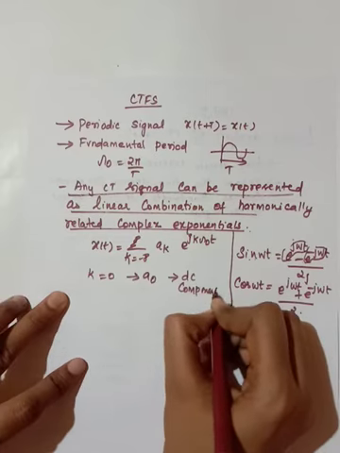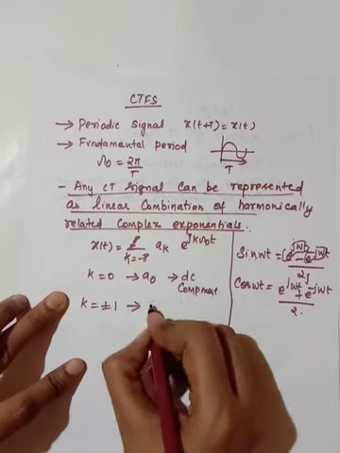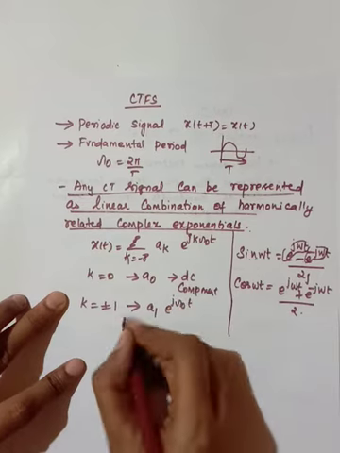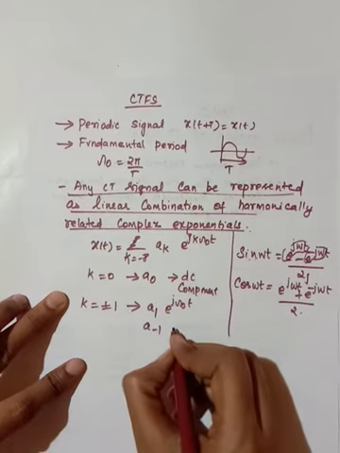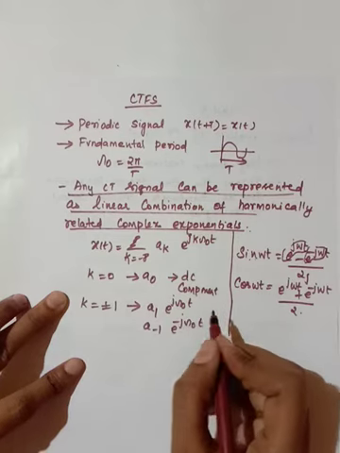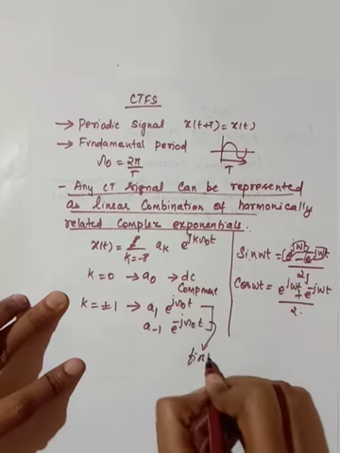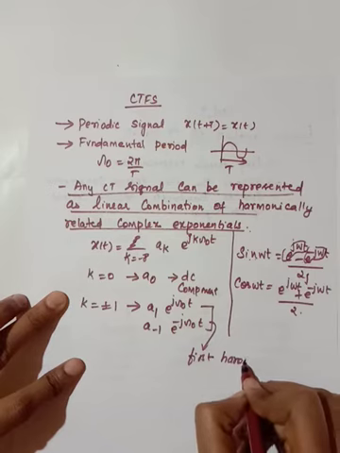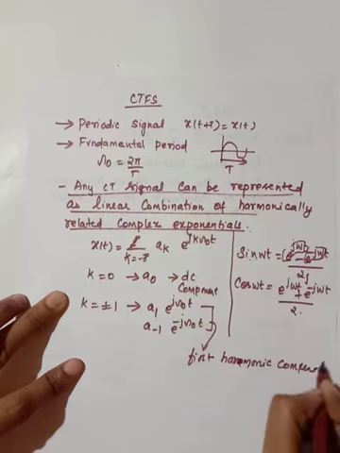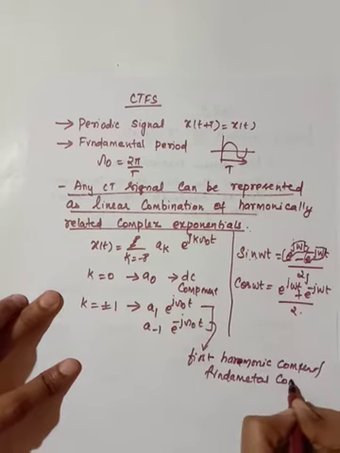When k equal to plus or minus 1, that is when you have plus 1, you will have a1 e power j omega naught t. When you have minus 1, you will have a minus 1 e power minus j omega naught t. So this represents the fundamental component, the first harmonic component. This is said to be the first harmonic component or the fundamental component.